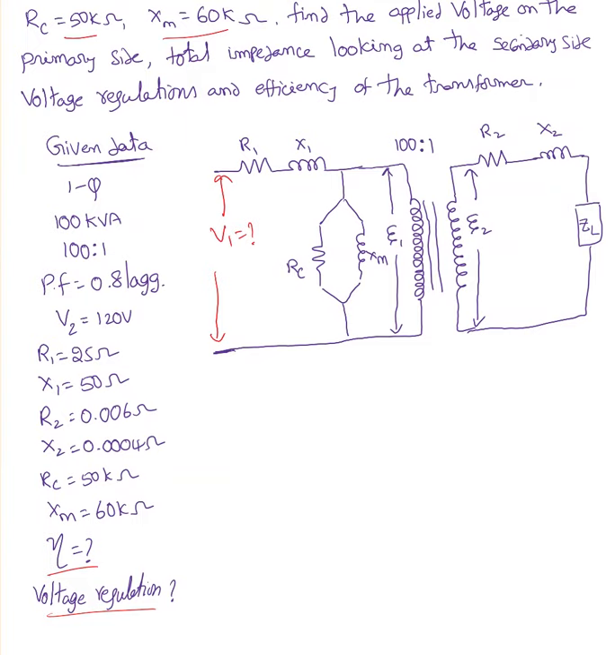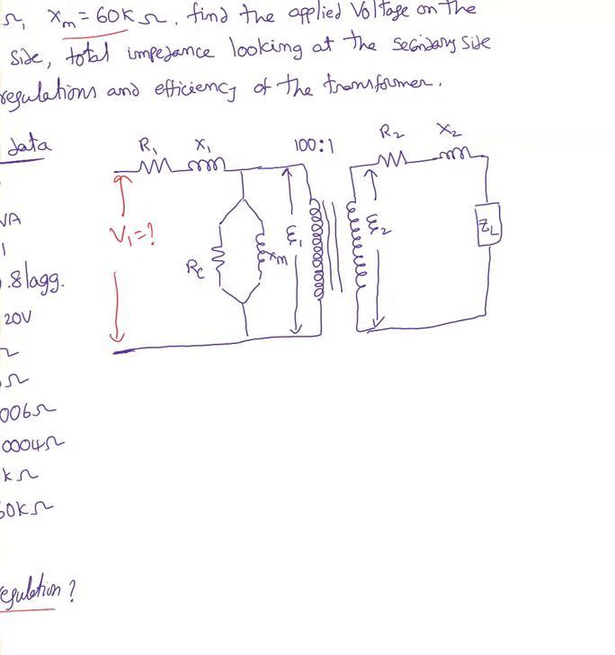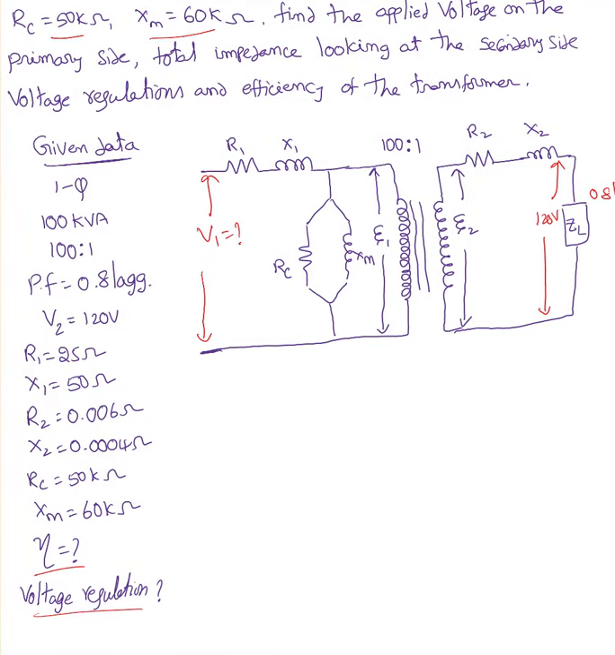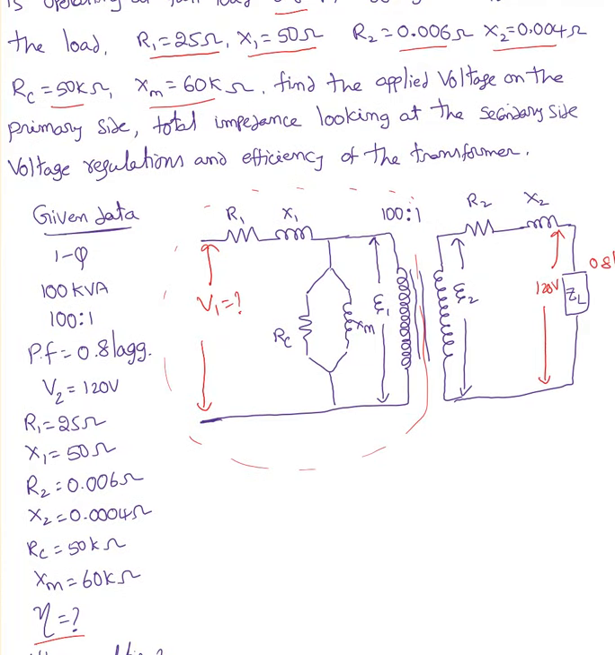He gave us a 0.8 lagging power factor, and he also gave us the voltage across the load, which is 120 volts. Based on that, I can find the current passing through that circuit. Anyway, first I'm going to transfer this entire thing onto the secondary side. That's what he's asking about, total impedance looking at the secondary side. So transfer everything into the secondary side.